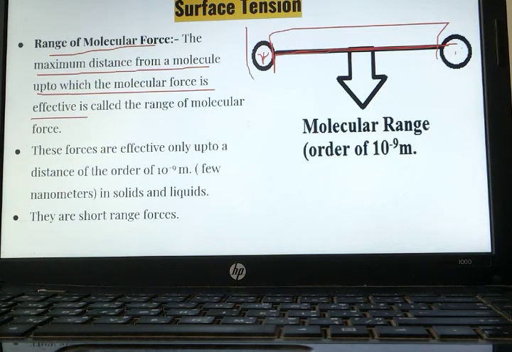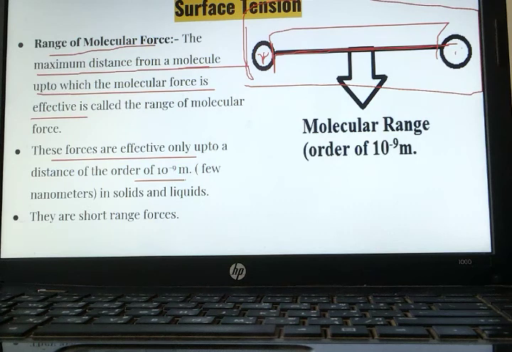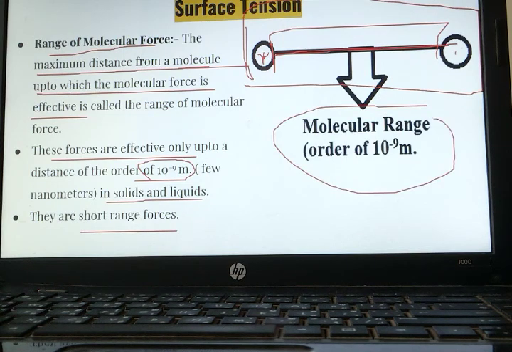It is only effective up till this distance. If we go away from it, there will be no force. Why will there be no force? Because this molecular force will not be felt outside this region. These forces are effective only up to the order of 10 raised to minus 9 meter in solids and liquids. So they are very short range forces. So the distance between them is the molecular range. If you see this diagram, I think you will be able to understand.